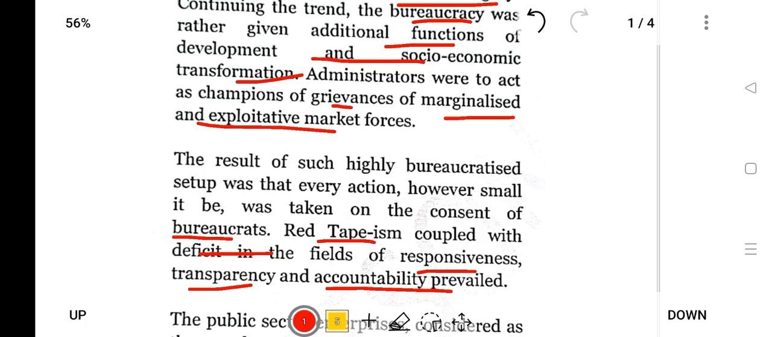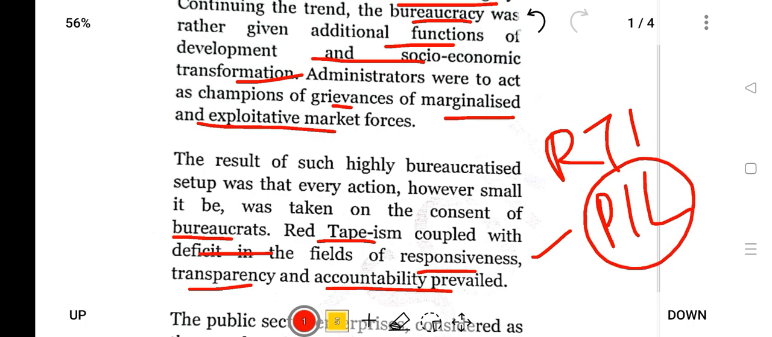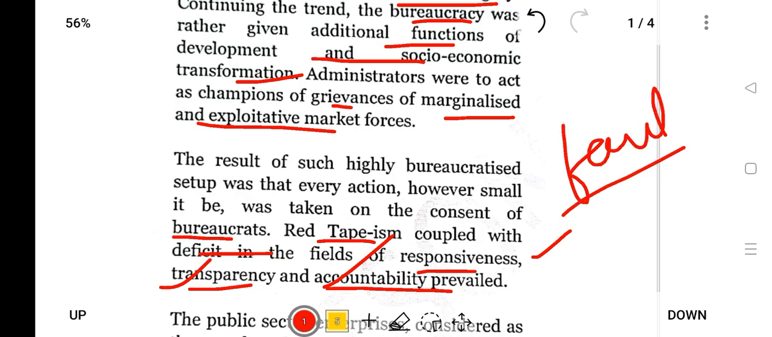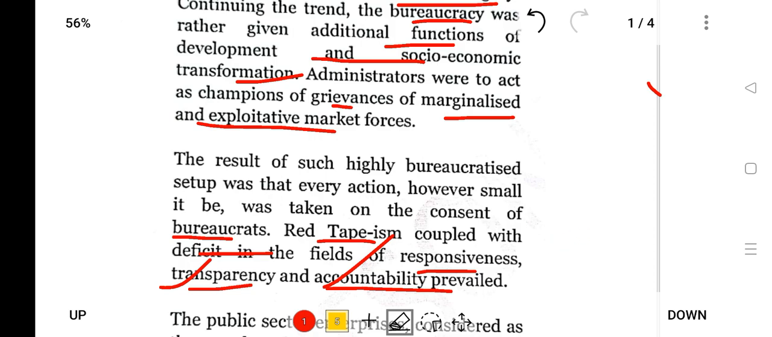That is, red tapeism, where conditional rules and regulations are strictly followed, with a deficit in responsiveness. That means if one fills up an RD or a PI form, the office does not respond equally, which shows that they are not responsive. Transparency means that fund allocation should be displayed to the public. So this is transparency. There is a deficit of transparency and accountability. That means the bureaucrats are not accountable for their actions. Suppose an action taken fails, the bureaucrats do not take the blame themselves, but a blame game is seen, where one says the other did it. So these are some of the problems of bureaucracy.